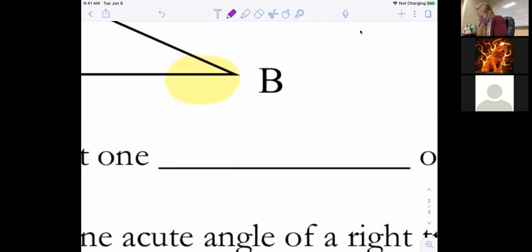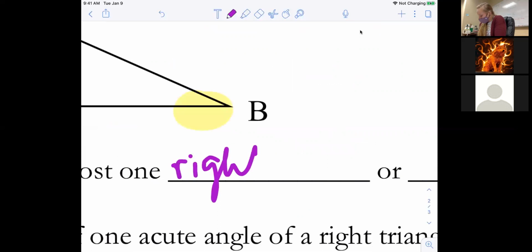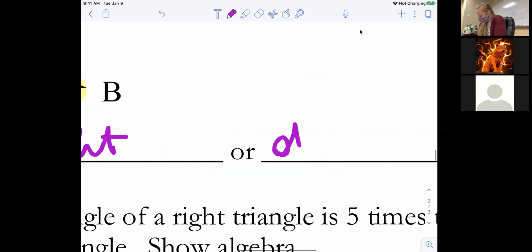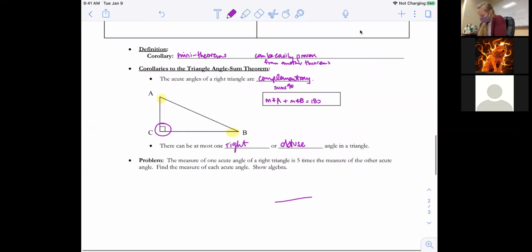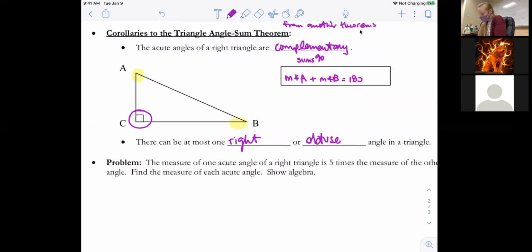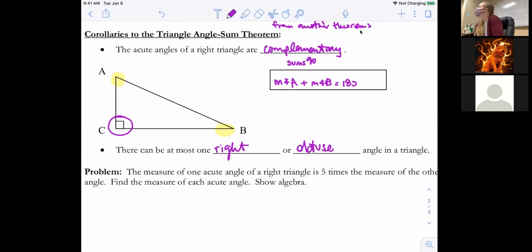And then the other corollary is kind of an oh duh thing. There can be at most, so no more than one, right angle or obtuse angle. No more than one. Which makes sense, because if they add up to 180 and you have two right angles, you don't have enough angles for another piece. Like you're just done.